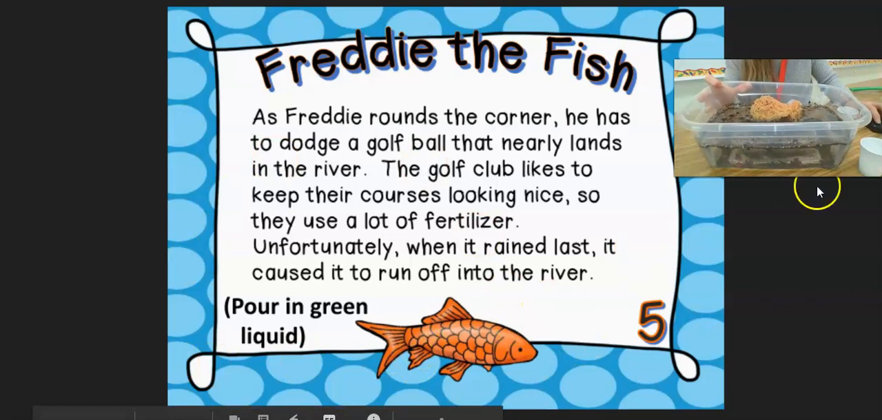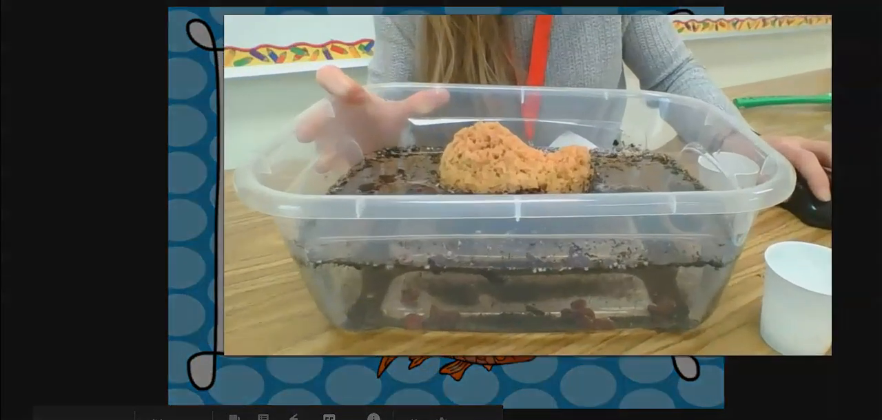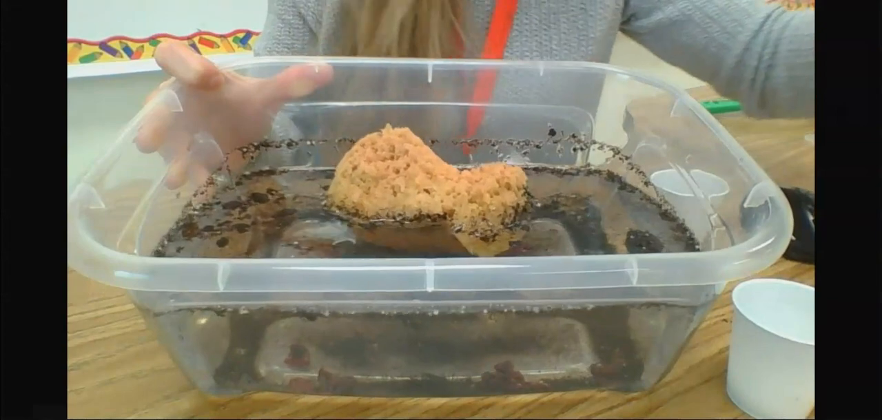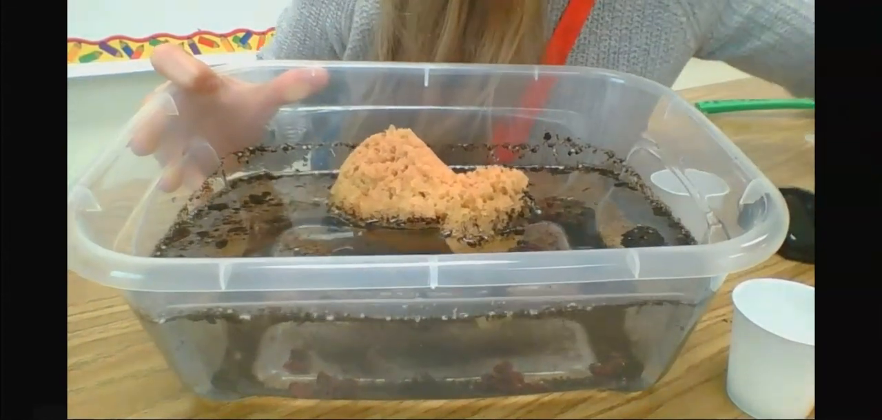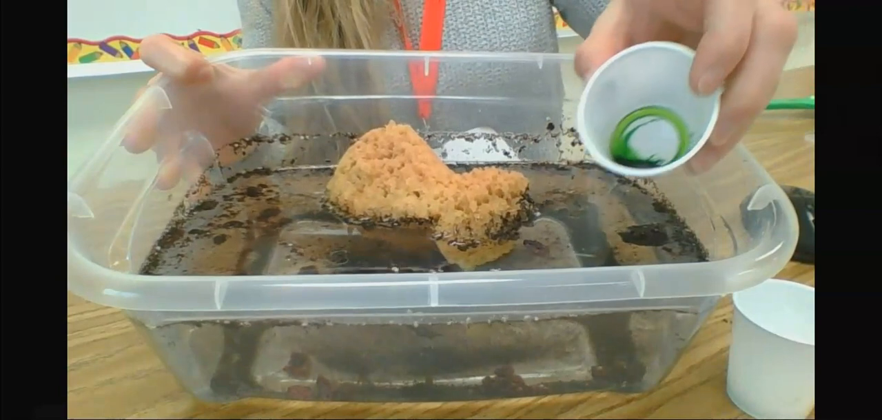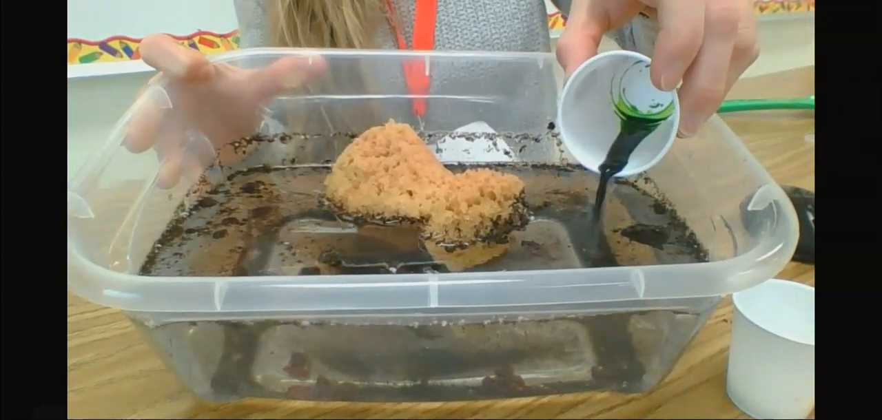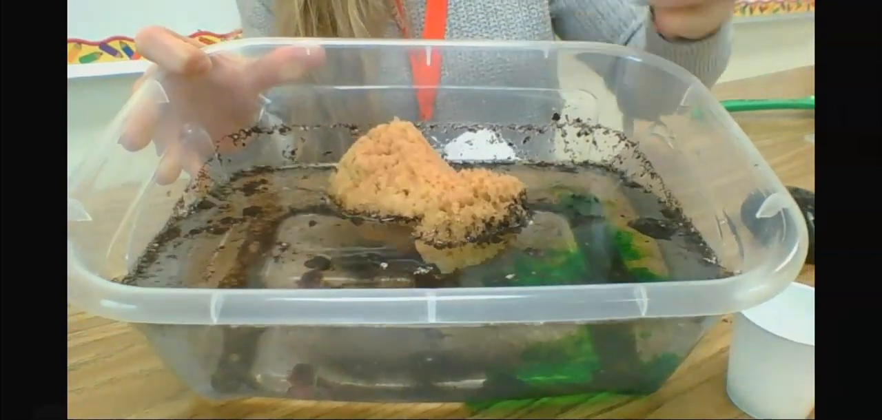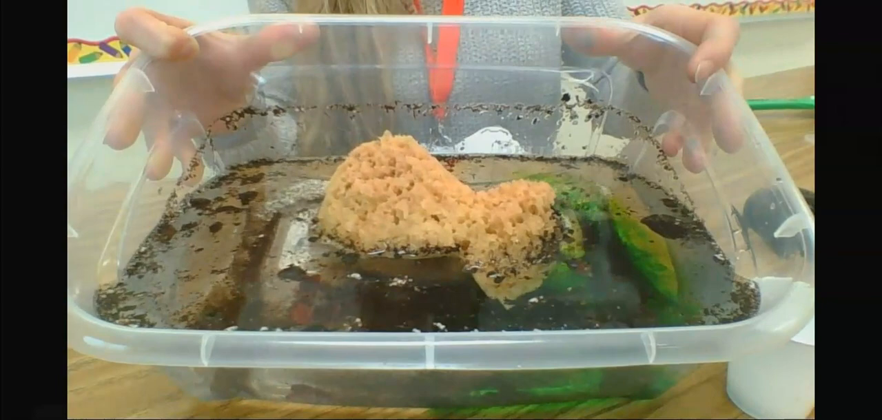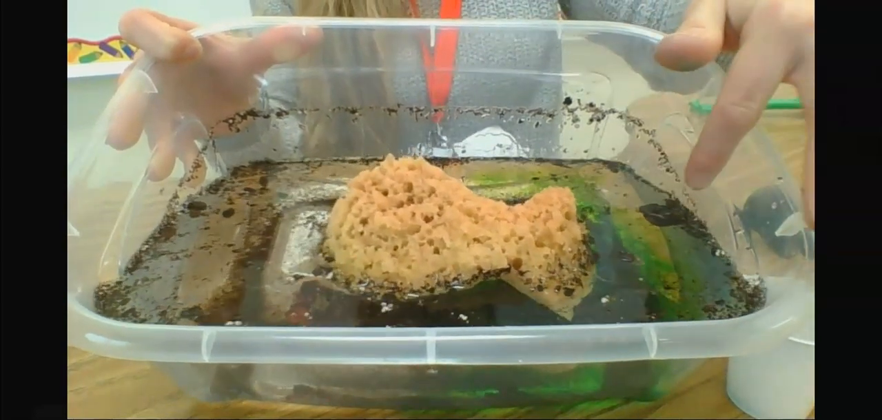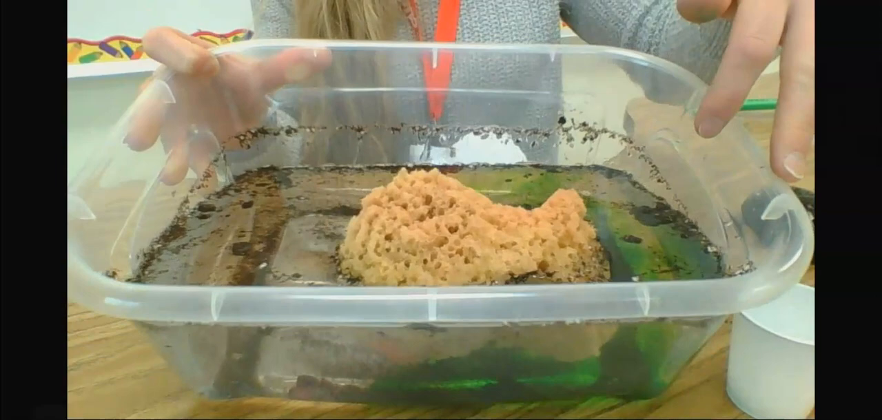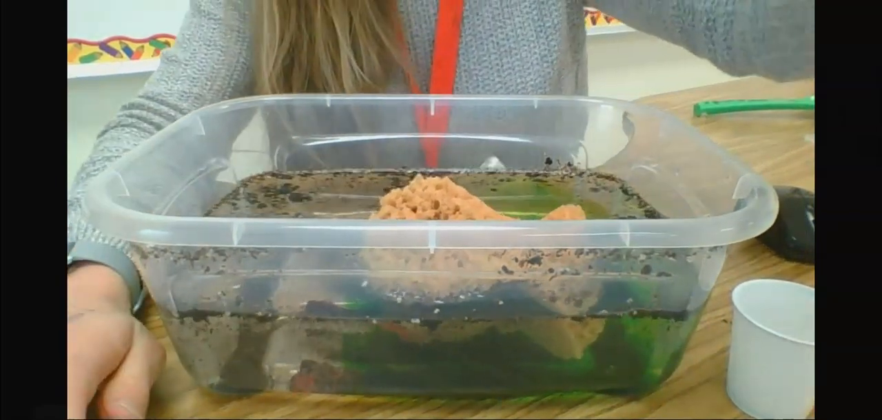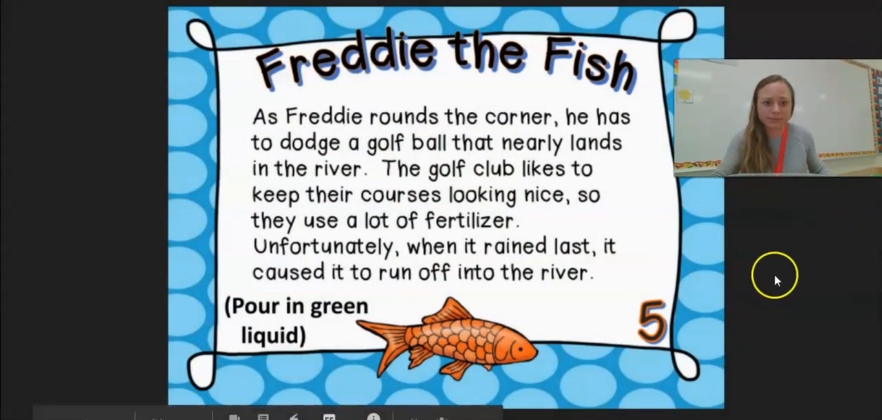So let's see what happens when the fertilizer goes into the water. Here's the fertilizer. Ooh, wow. Now the water has turned a different color. See the green fertilizer? Oh goodness, now there's dirt, poop, and fertilizer. Oh, some serious water pollution.